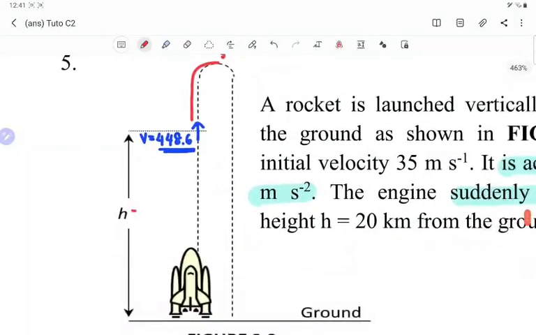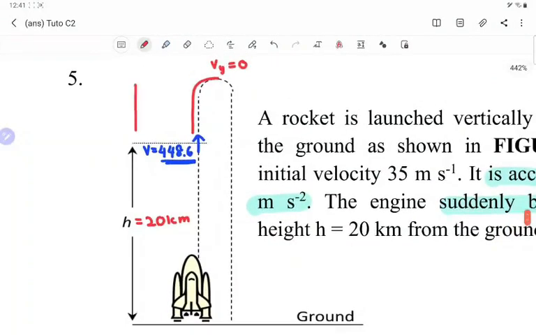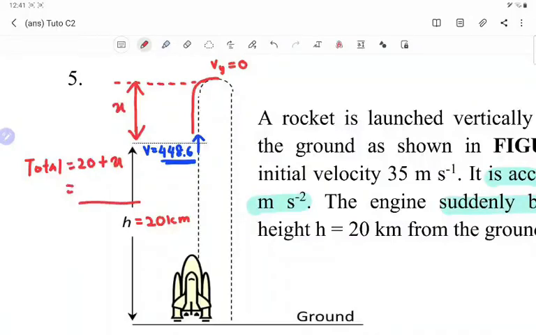Okay, so now kita dah ada 20 km. You just need to find another distance travel at this point daripada dia broke down sampai maximum height. And then, so the total is kita tambahlah 20 tambah dengan x. Okay, so berapa dia punya total distance?